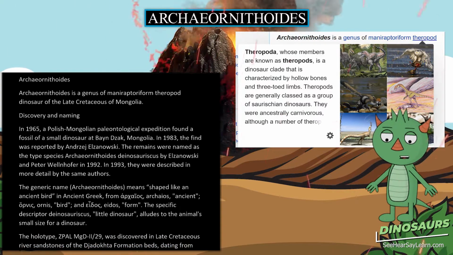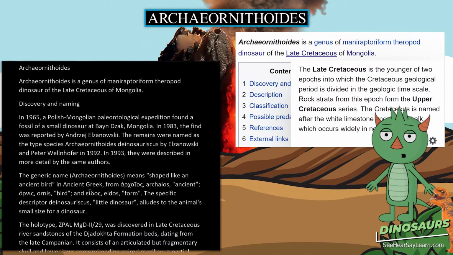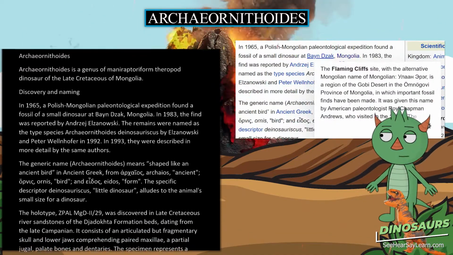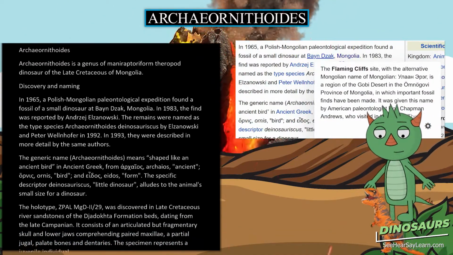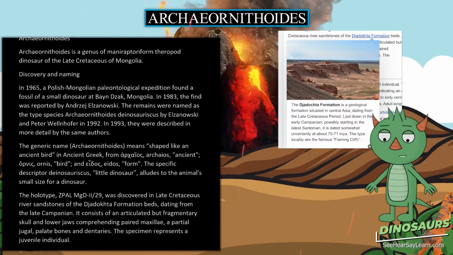In 1983, the find was reported by Andrzej Elzanowski. The remains were named as the type species Archaeornithoides deinosauriskos by Elzanowski and Peter Wellnhofer in 1992. In 1993, they were described in more detail by the same authors.